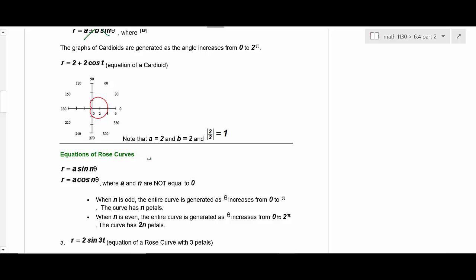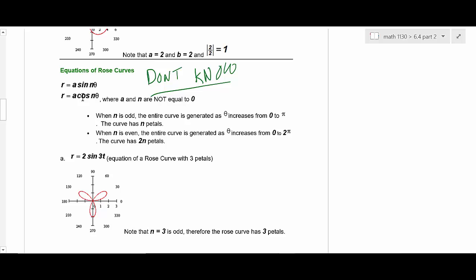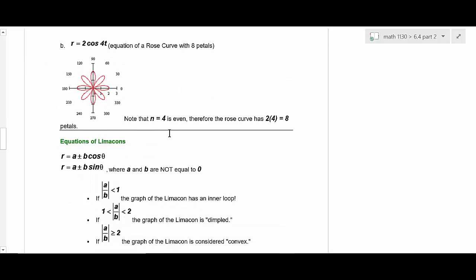Rose curves, you don't have to know. You can write that down if you want to. I'm not going to say on a test, is this a rose curve? I might say, is this a cardioid? That's important. I want you to know that because that's the one that shows up the most often. So you don't really have to worry about the rose curves. If I have you graph one, you're going to graph it on your calculator. And I went through the petals, but you don't have to worry about that.